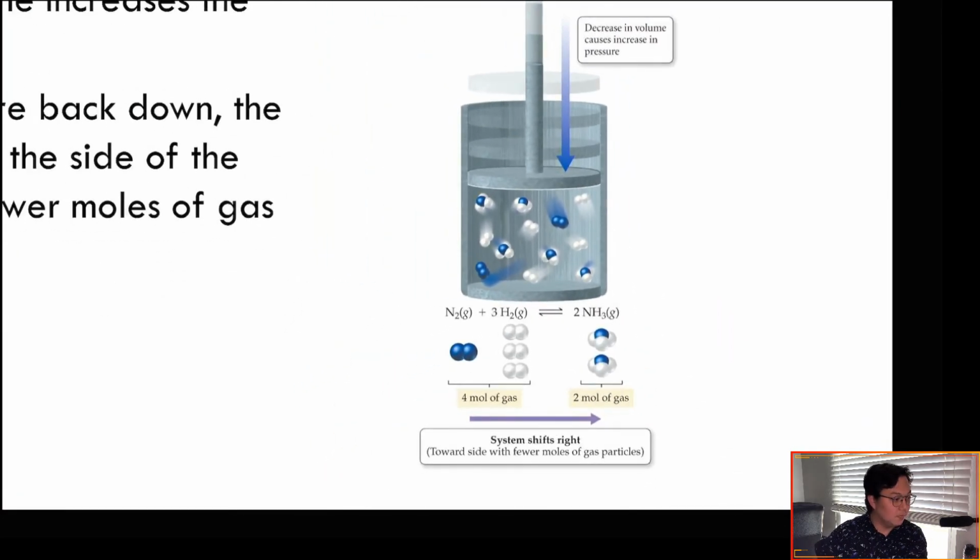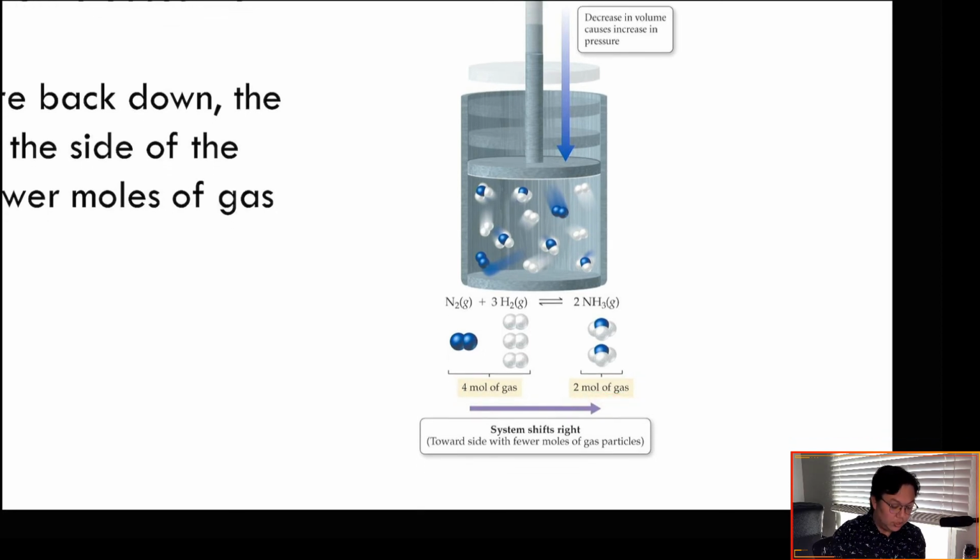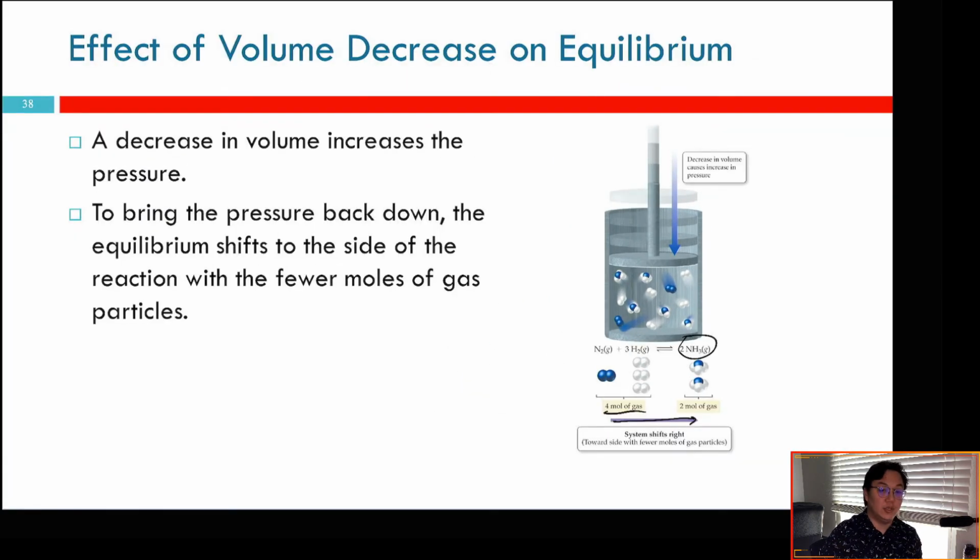So let's zoom this in here. We can see that on the left side, we have 4 moles of gas, and on the right side, we have 2 moles of gas. So to shift our equilibrium to relieve pressure, we want to take these 4 moles of gas and convert them into the 2 moles of gas. So by increasing our pressure, we have more products, and that shifts our reaction to the right. Decreasing volume increases pressure. To relieve that pressure, we convert our atoms or molecules into whichever side has fewer moles of gas.